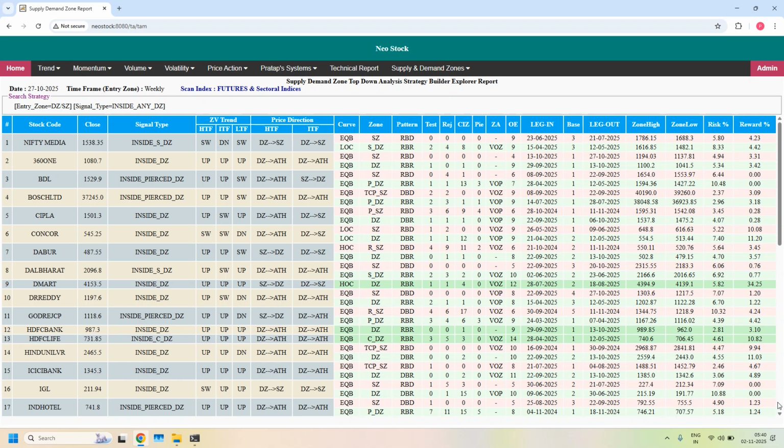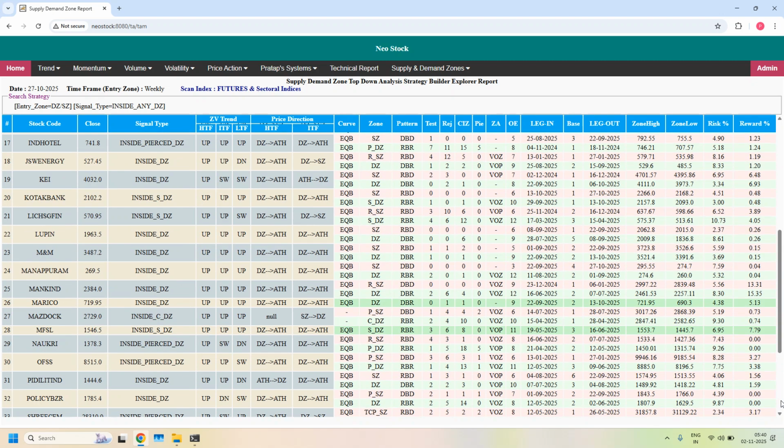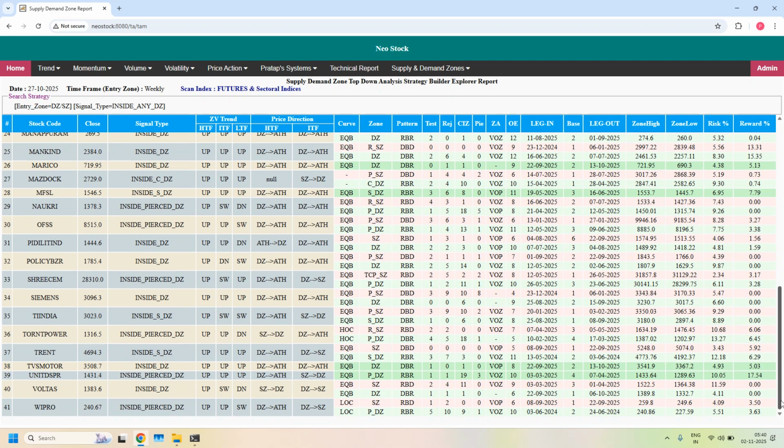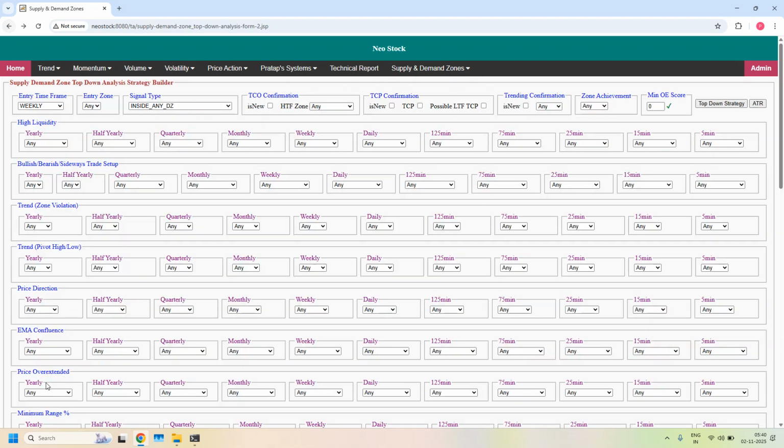First 17 stocks in the list. Scrolling the list down. Total 41 stocks are filtered. We can further filter this list based on weekly demand zone having weekly EMA Confluence. At the same time, trend on the weekly should not be sideways.